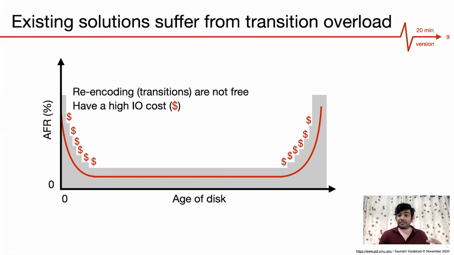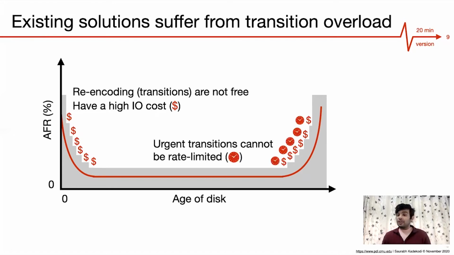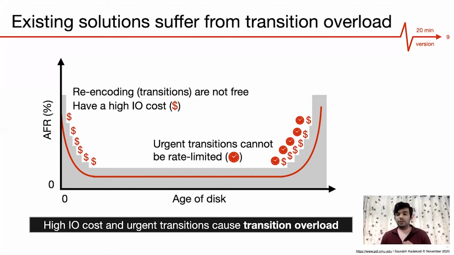Secondly, when the AFR rises towards the later half of the disk's life, all those transitions are urgent, meaning that they cannot be arbitrarily rate limited, because doing so might make the AFR go beyond the tolerable limit of the reduced redundancy's AFR tolerance. And that might render the data under-reliable. So the combination of high I/O cost and urgent transitions is what we term transition overload. And transition overload is a showstopper for today's systems.